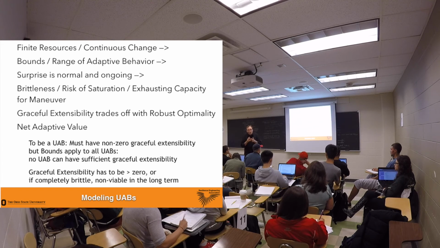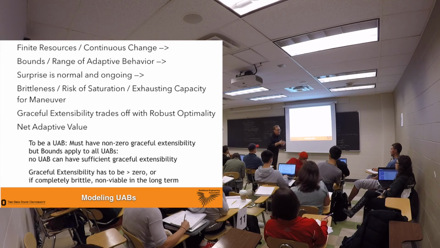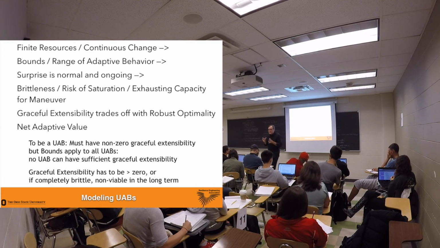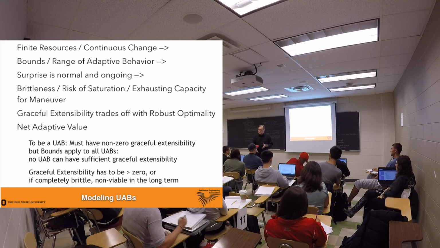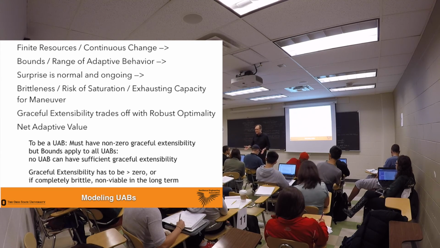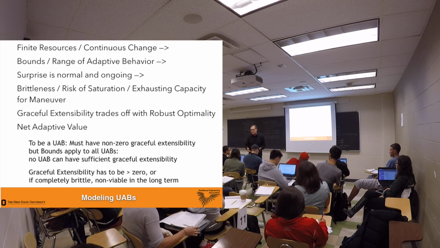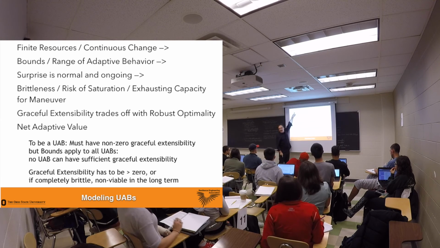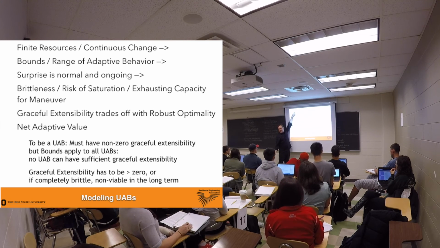Right? So part of the graceful extensibility is that you have to be viable in the face of long-term change and surprise. Otherwise, what are you going to do? You're going to be great as long as things stay the same, and when things change, brittleness, collapse, you're done for. In the biological sphere, there wouldn't be. There has to be graceful extensibility to be an adaptive unit. You must be non-zero. But the bounds apply to all units of adaptive behavior.